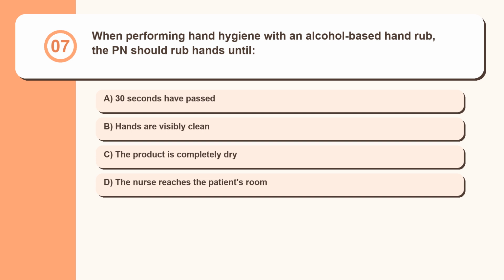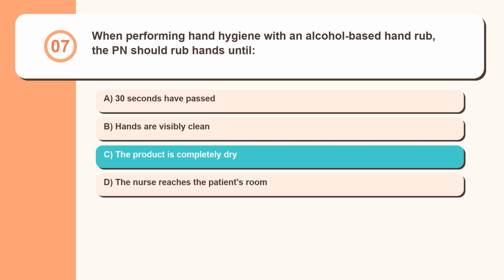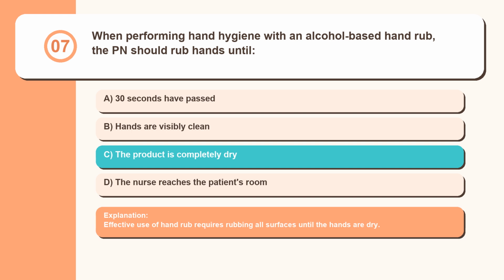Question 7. When performing hand hygiene with an alcohol-based hand rub, the PN should rub hands until 30 seconds have passed. Hands are visibly clean. The product is completely dry. The nurse reaches the patient's room. Effective use of hand rub requires rubbing all surfaces until the hands are dry.